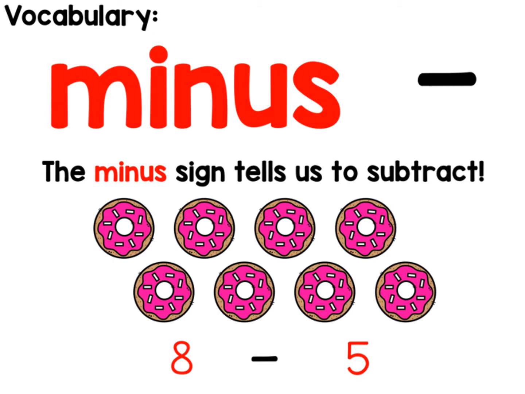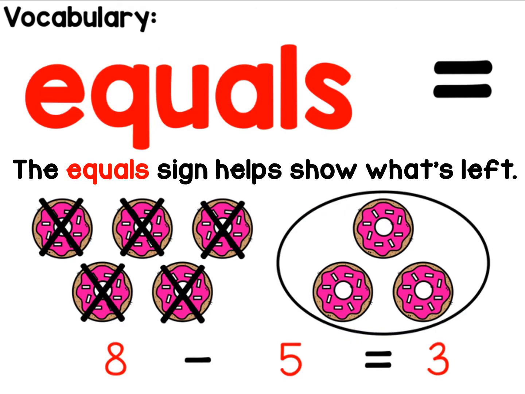Minus. The minus sign tells us to subtract. 8 minus 5. Equals. The equal sign helps show what's left. 8 minus 5 equals 3.